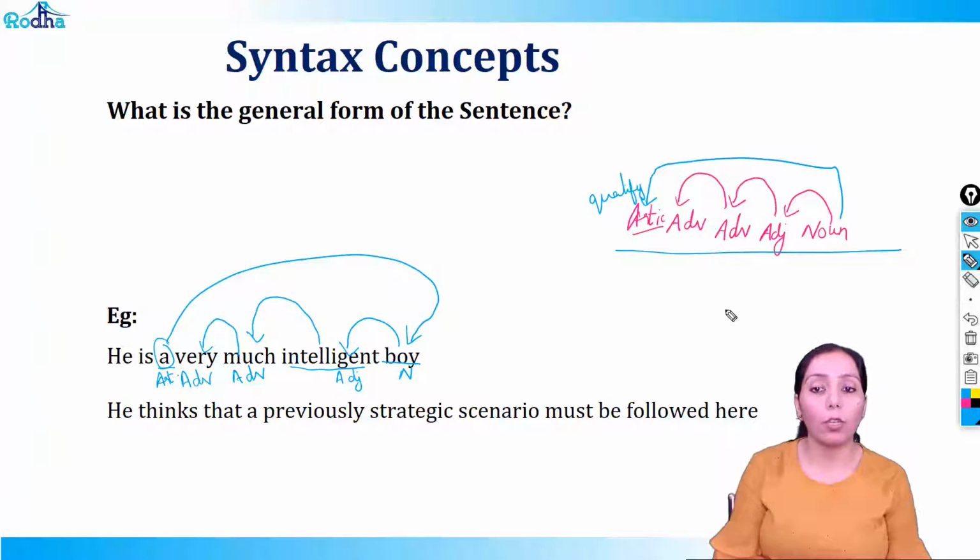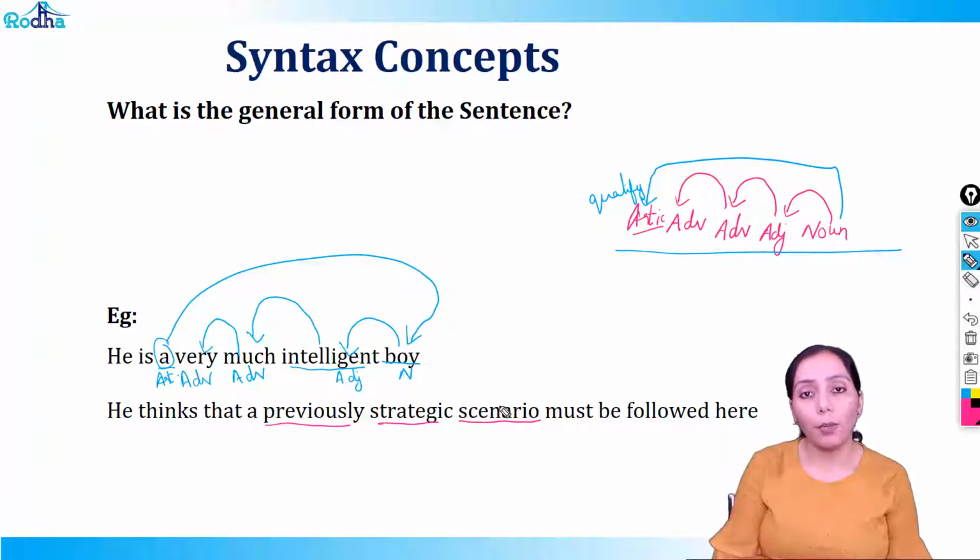Now, let's see one more sentence given below. He thinks that a previously strategic scenario must be followed here. Now, scenario is the noun or adjective? Scenario is what? Let's see. Strategic is also given. Previously, ly is also given.